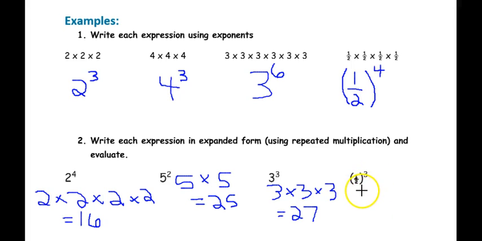1/2 to the third power: 1/2 times 1/2 times 1/2. Remember, when you multiply fractions, multiply the numerators together and then the denominators together. So 1 times 1 times 1 is 1, and 2 times 2 times 2: 2 times 2 makes 4, times 2 again makes 8. So 1/2 cubed, or 1/2 to the third power, equals 1/8.